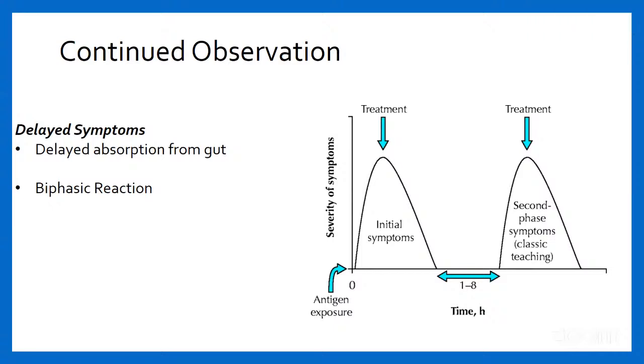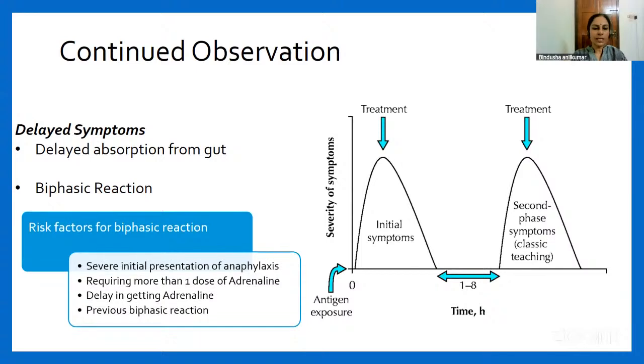Okay, so since these children can develop late phase reaction, any child with anaphylaxis should be observed in the hospital. Because sometimes if it is due to any oral drugs or food, there will be delayed absorption from the gut, which may be the cause for delayed reaction or the biphasic reaction itself. Because as we know, any immunological reaction can have two phases, immediate phase and late phase. And the chance of the patient getting late phase reaction increases if the initial symptoms were severe, if the initial symptoms were severe and required more doses of adrenaline, or if there was any delay in getting adrenaline at all.